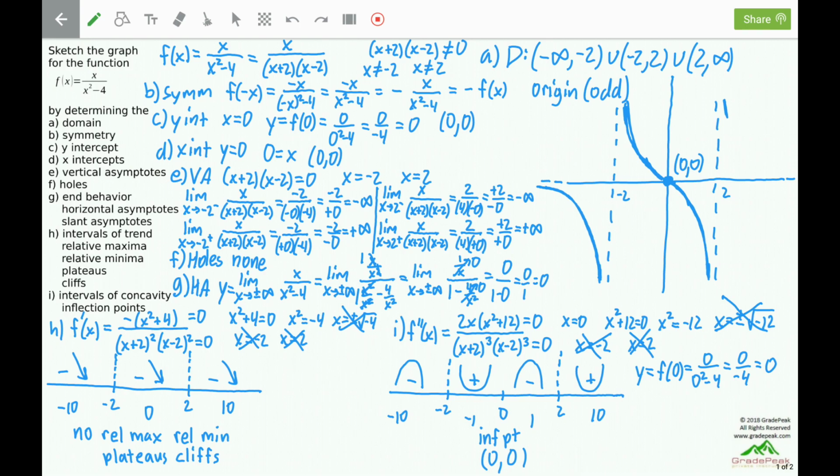And then on the right side of the x equals +2 vertical asymptote, we should have a decreasing concave up, and it should once again go towards the y equals 0 horizontal asymptote, while decreasing and staying concave up. And that means it will have behavior like so.